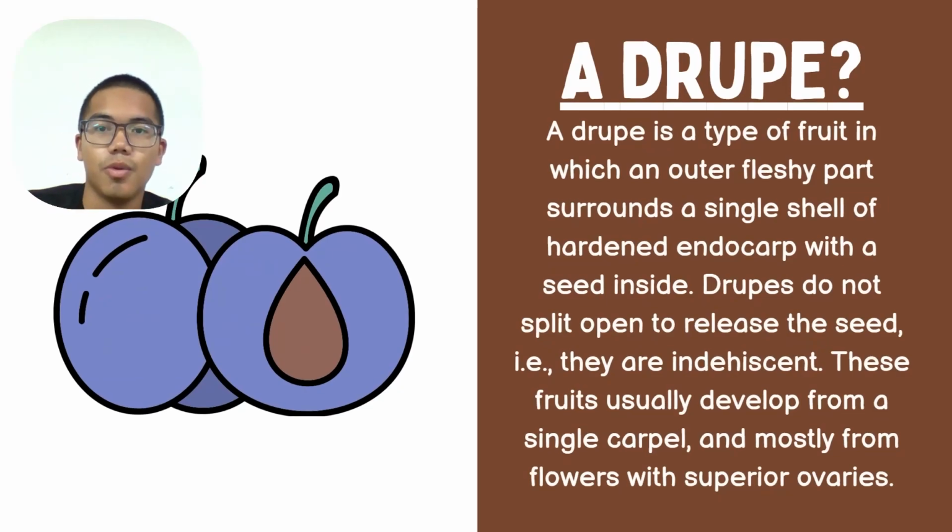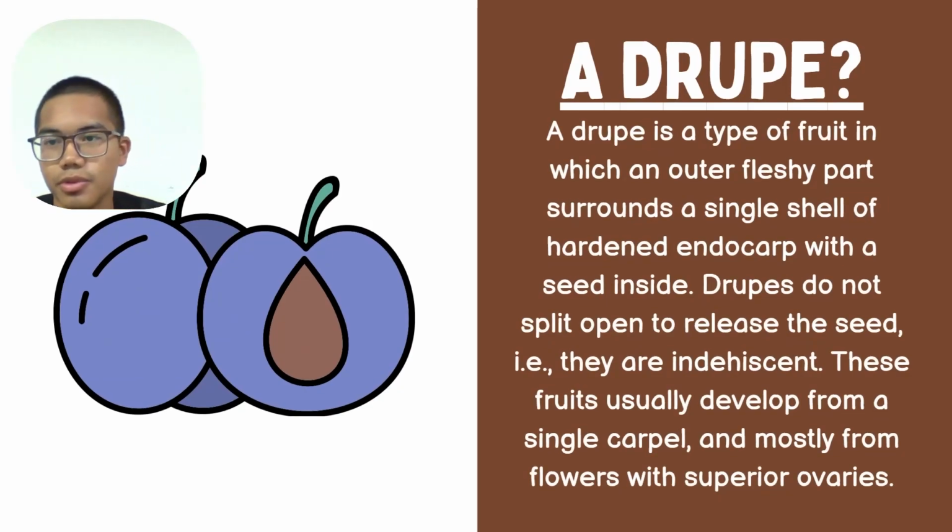Okay, a drupe. What is a drupe? A drupe is a type of fruit in which an outer fleshy part surrounds a single shell of hardened endocarp with a seed inside. Drupes do not split open to release the seed. In other words, they are indehiscent. These fruits usually develop from a single carpel and mostly from flowers with superior ovaries. An example of it are cherry or maybe peach.